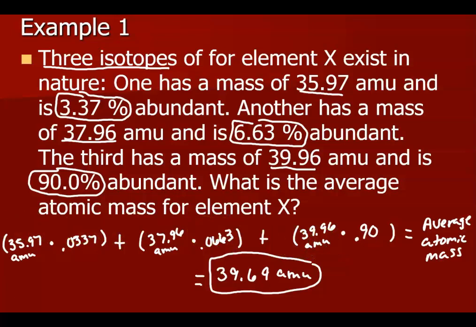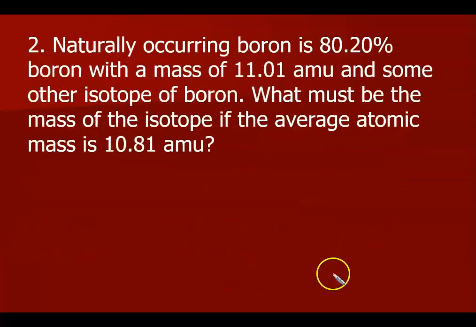All right, let's look at the next example. So the next example, it says that we're looking at boron, and we know that one of the percentages is 80.2%, and it has a mass, and then it has some other isotope. So it's saying it has 2 isotopes, and we know that equals the average.